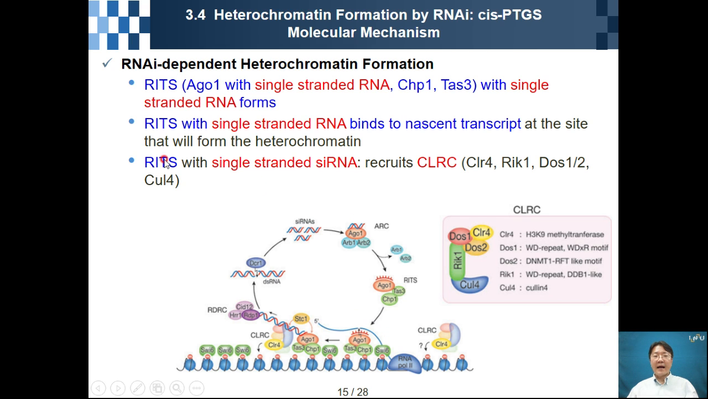At that point, RITS with a single-stranded RNA recruits CLRC. So this is CLRC. CLRC is composed of CLR4, RIK1, DOS1 and 2, and CUL4. Okay, let's see some detailed information on CLRC.